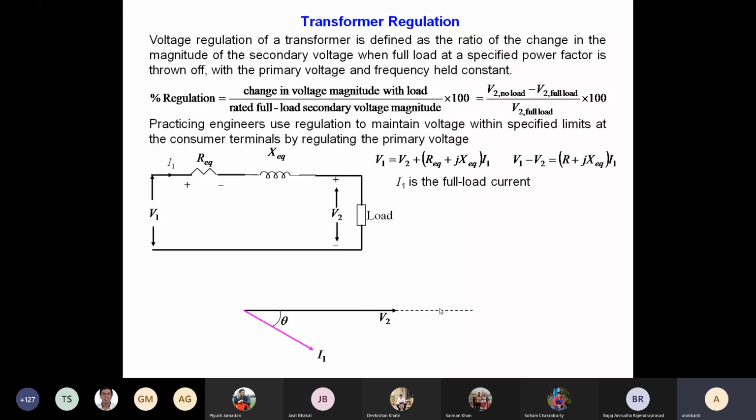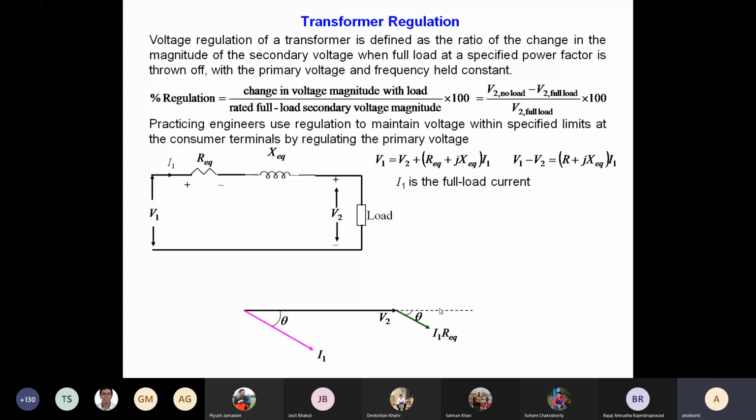To get V1, you have to do the phasor addition of V2 plus REQ plus J XEQ into I1. So I1 REQ, where will it be? Along I1. It will be in parallel with I1. It is the resistive component, so it will be added at the end of V2. Okay, so by this what we get is V2 plus I1 REQ.